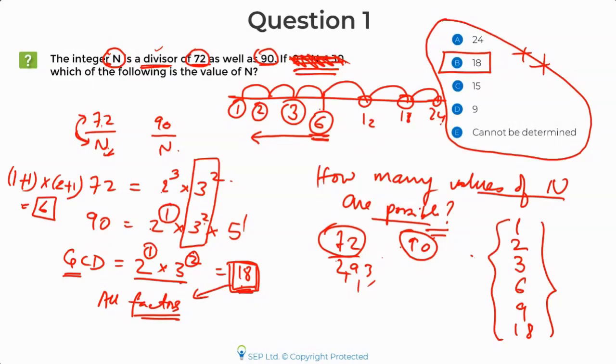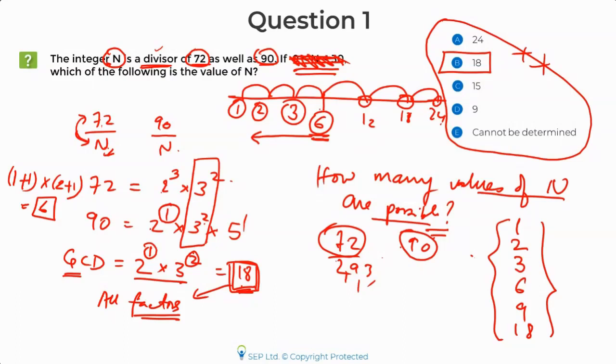Okay, so what's the learning? What's the takeaway from this question? Number one, if you see that it said that n is a divisor, so basically I'm looking for a number which divides both of them. So I'm looking for a factor. So the first thing that you need to do is find out the GCD. That will give you the biggest number.